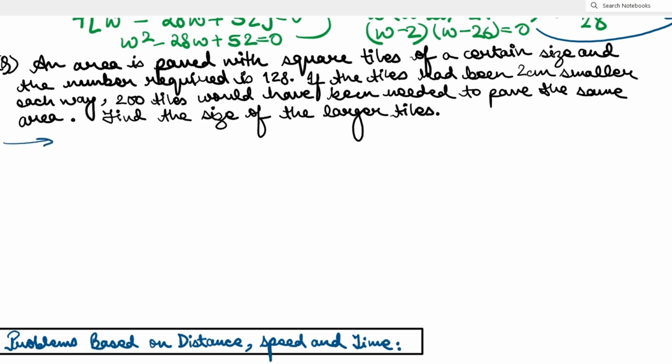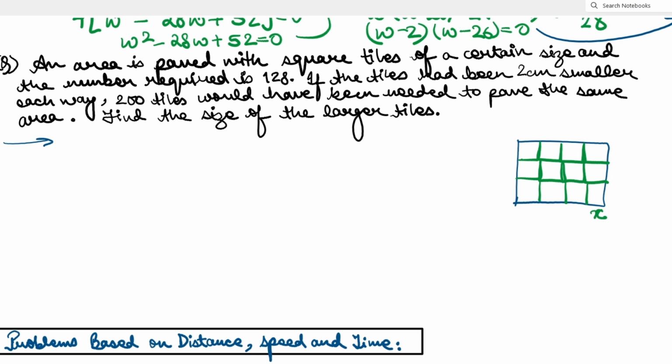The question says here the area is paved with square tiles of a size. So basically you have a particular area and that area is filled with square tiles. The size of the square is basically fixed. So if the square size is there, we'll take one of the sides as x. If one side is x, the other sides are also x because it is a square tile, correct?